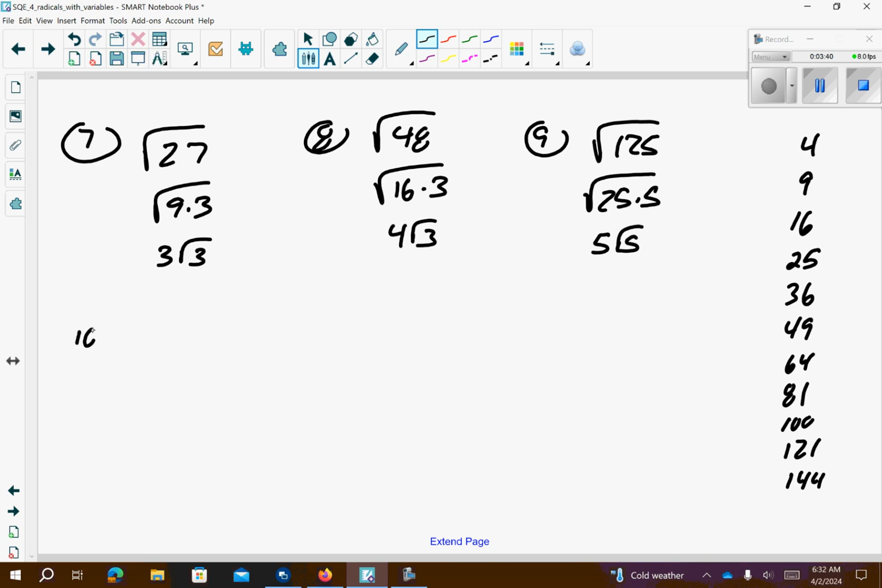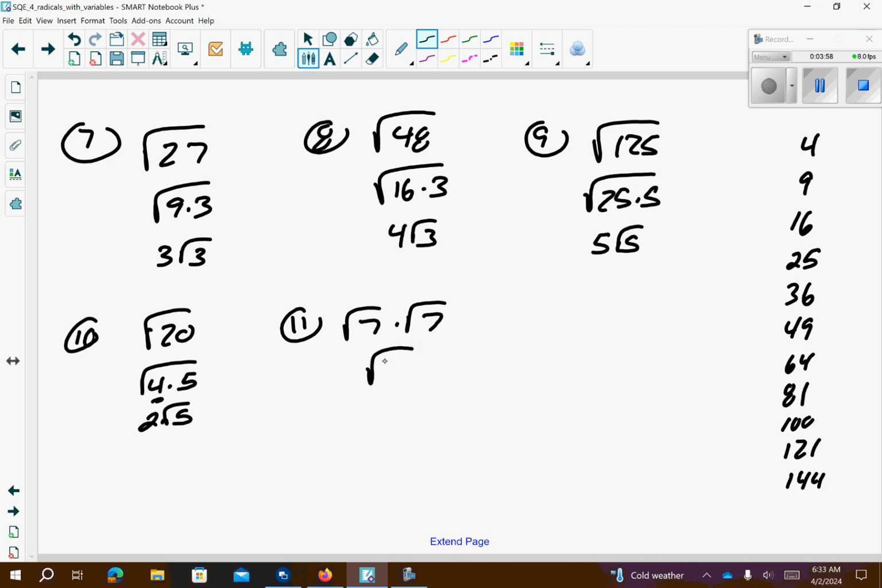Number 10, square root 20. So 20 falls in here, so that's going to be 4 and 5. Don't use 2 and 10 because you want the biggest perfect square. So square root of 4 is 2, so I get 2 square root 5. Number 11 says root 7 times root 7. Remember, inside and inside multiply together to give me root 49. 49 is one of our perfect squares, so our answer just comes out to 7. There's no radical there, no square root sign.